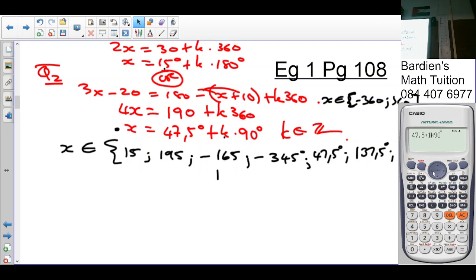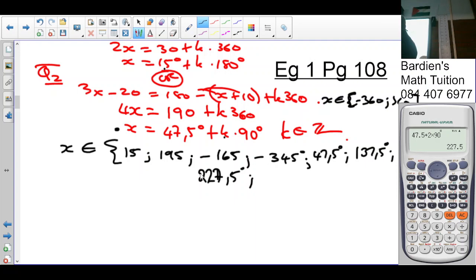Now I put 2 in here for k. In my mind, I'm adding 47.5. I'm supposed to be adding 90. Sorry, man, you are right. What is it going to be? 227.5. Okay. Put 3 in. 317.5. If I'm going to put 4 in, it's going to be outside. Not so? Right. There you go.